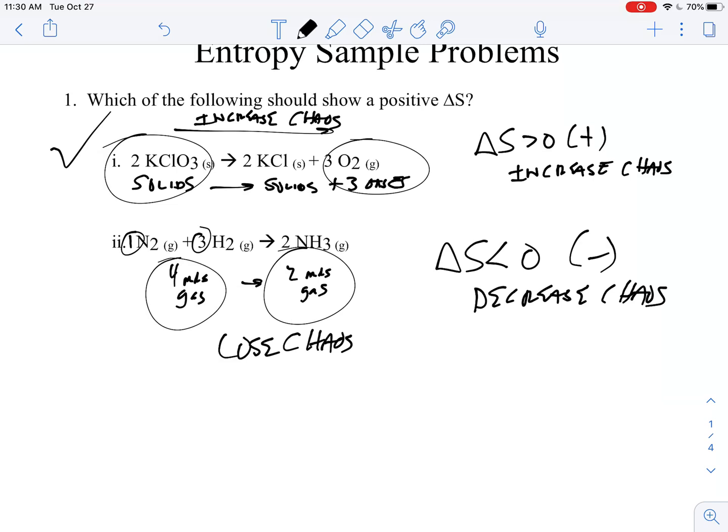So this one says, which of the following should show a positive delta S? Only number 1 and not number 2.